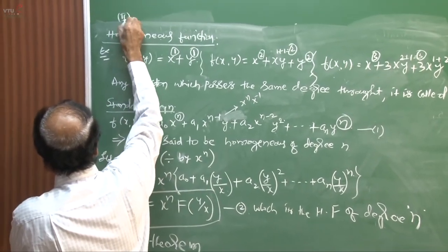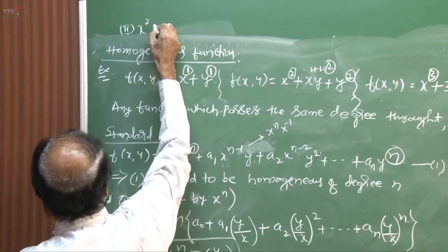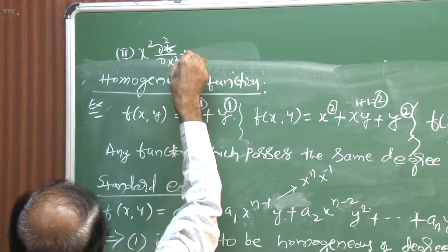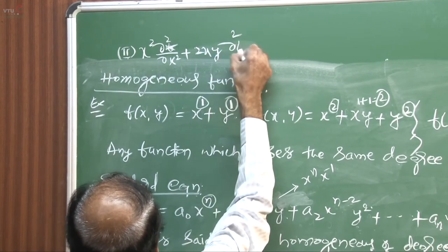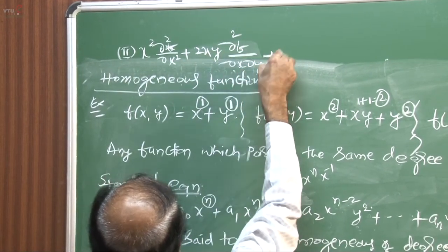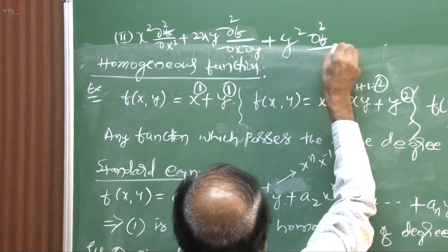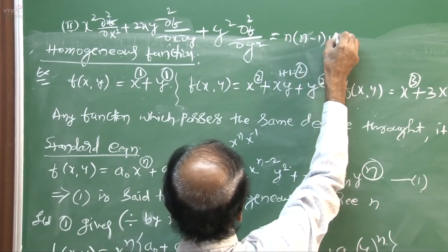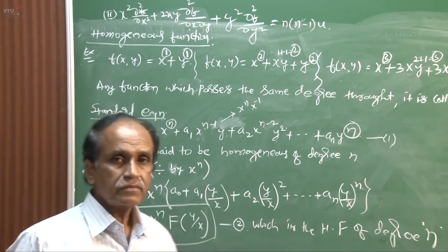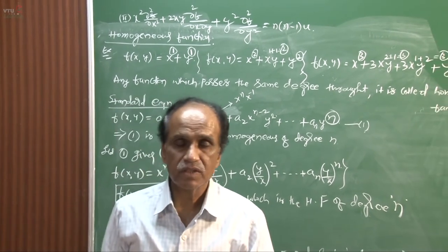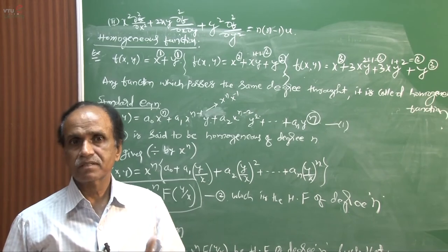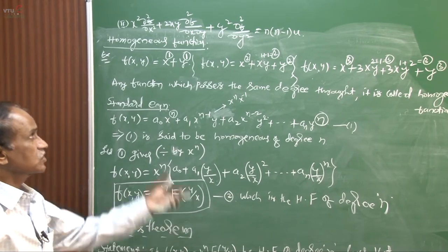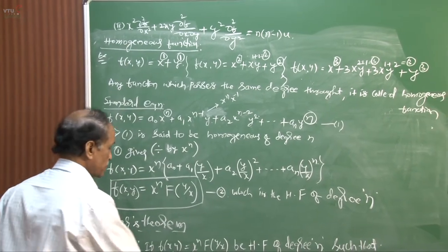Second result of Euler's theorem, that is x square into del square f divided by del x square plus 2xy del square f divided by del x del y plus y square del square f divided by del y square, is equal to n into n minus 1 into u. These are the two results you will find in all the standard textbooks. The application from mathematics goes for various disciplines, these two results. One is summation of first order, another is summation of second order partial derivatives.